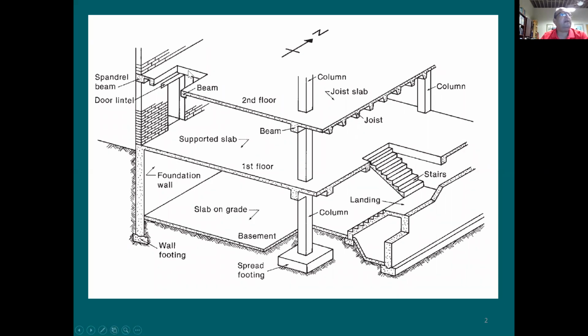Whenever you have an opening in the concrete slab, you need to put a beam. You see this beam around an opening? You need it.